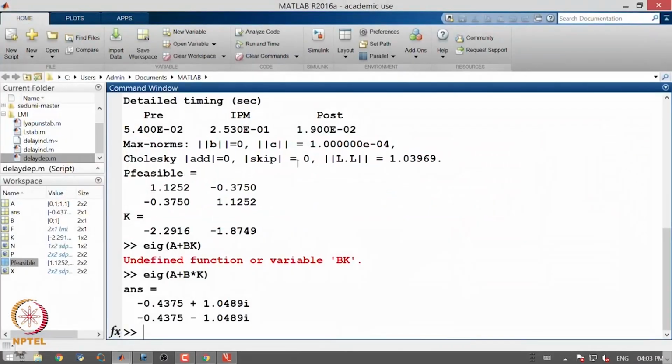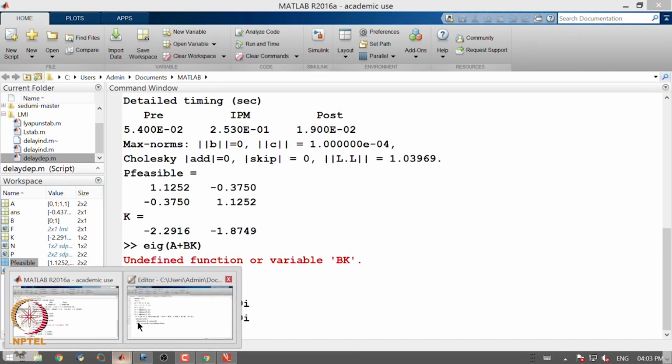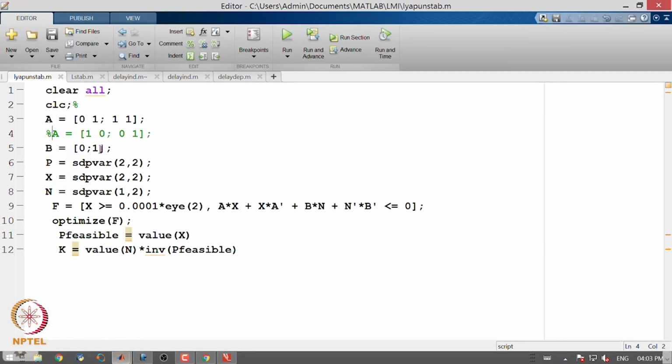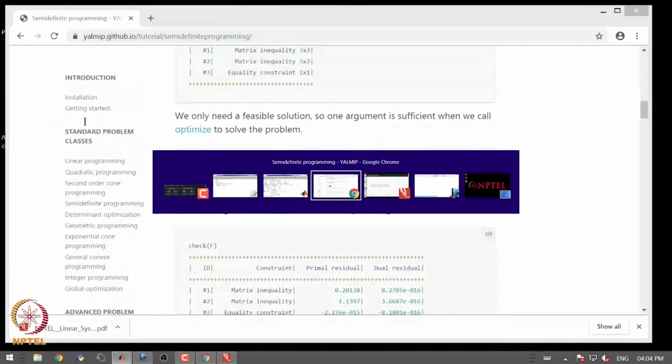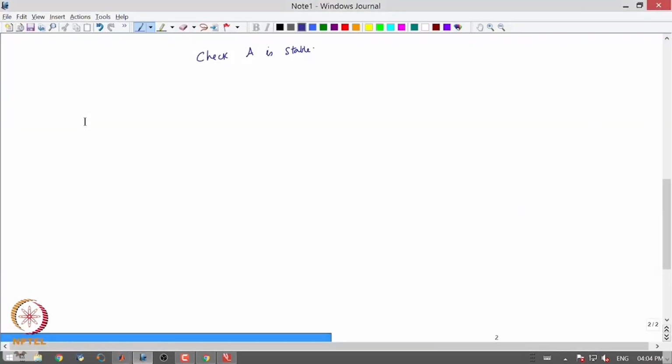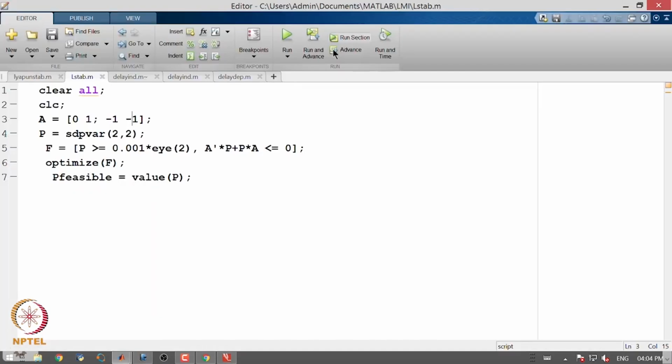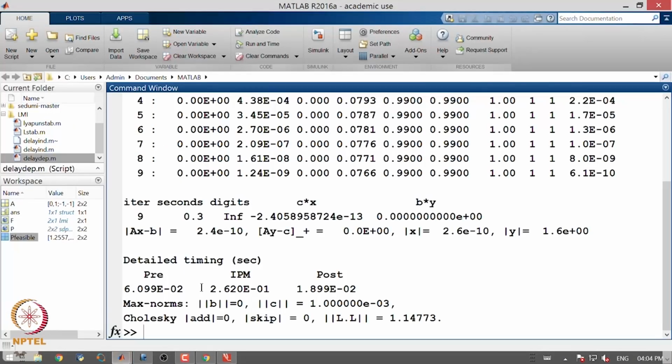Let's do some very basic code here. I go to the very standard problem where A is given as something very simple. Let me start with A as 0, 1, minus 1, minus 1. Of course it's easy to verify that this is stable, but I just run this code for you and check what MATLAB actually gives you. It tells you that this problem is solvable, and you could also check for P feasible.